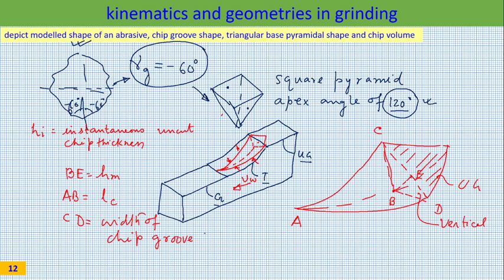So CD is the width of the chip groove, and for that this is the maximum width, so we will use BM. If you characterize the chip groove somewhere else, we will simply use BC, that is the width of the chip groove, but at the maximum plane where HI is becoming HM, we will call it the maximum width of the chip groove. So this is the shape that we have to use, and with this shape we will try to see whether we can characterize the chip volume or not.